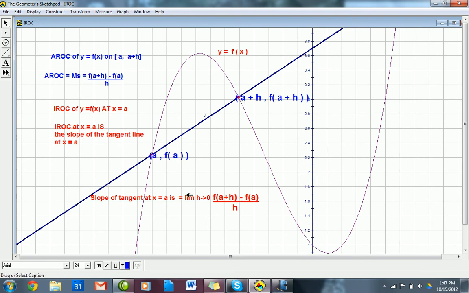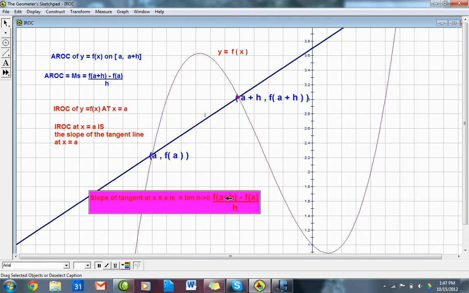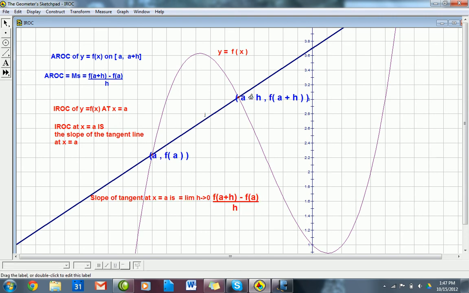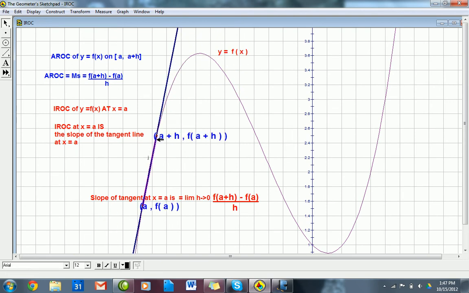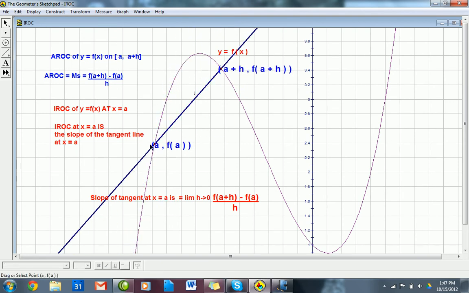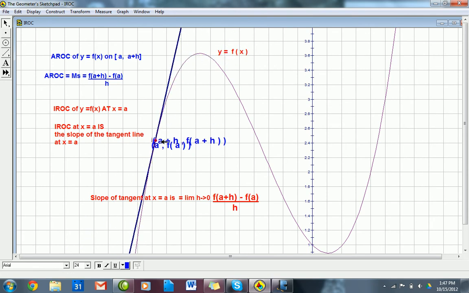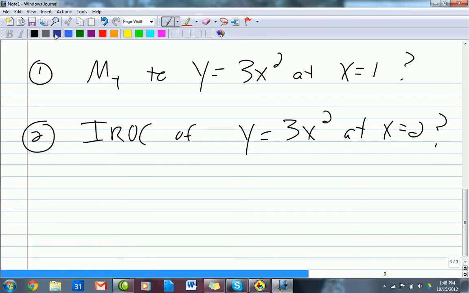To find the instantaneous rate of change, this here is what we're going to use: the slope of the tangent line at a point, the instantaneous rate of change of the function at that point. We're just going to start with 2 points, bring them wicked close together, and evaluate the slope between them. That's the instantaneous rate of change at that point, i.e., the slope of the tangent at that point. Let's look at an example.